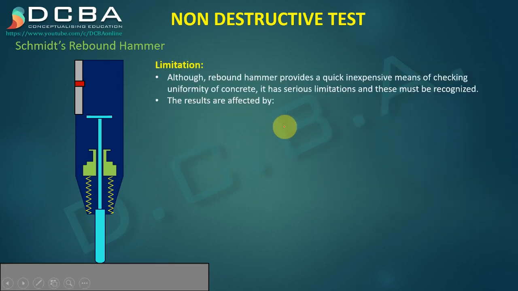Limitations. Although the rebound hammer provides a quick, inexpensive means of checking uniformity of concrete, it has serious limitations and these must be recognized. The results are affected by, first, the smoothness of the surface under test. Whether the surface we are testing is smooth or rough matters, because if it is smooth, then there will be a better load transfer from the plunger to your concrete. If it is rough, then that roughness would be affected first, and then it would go inside the body of the concrete.